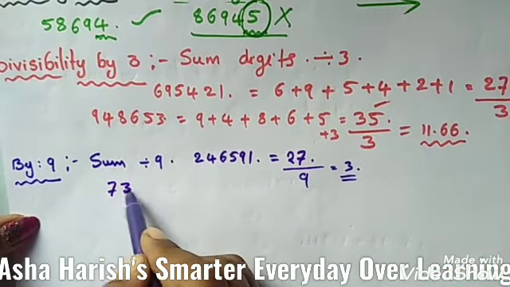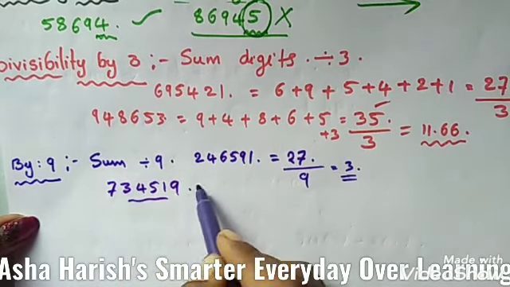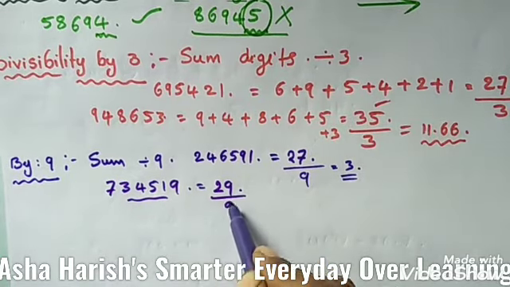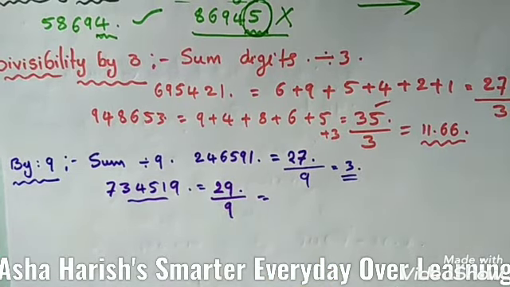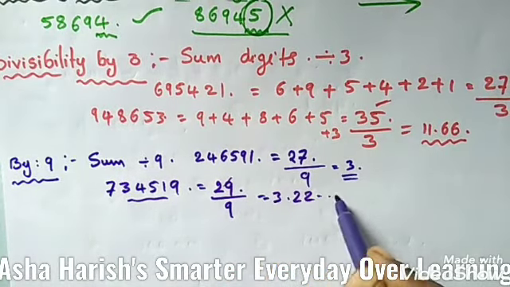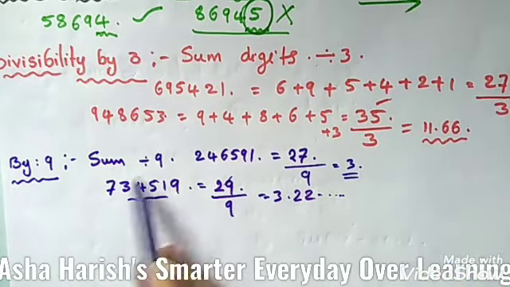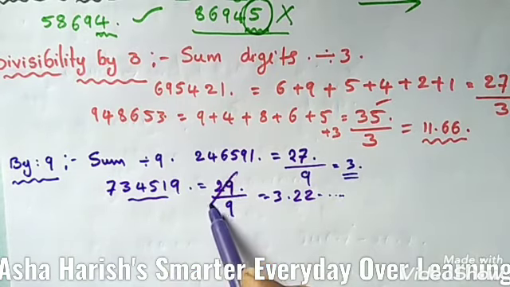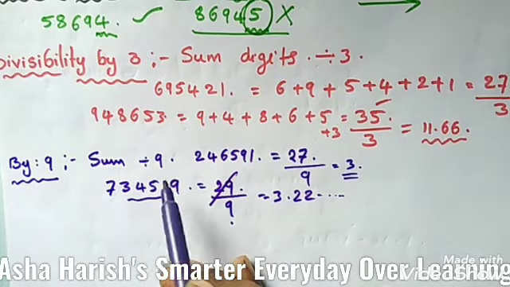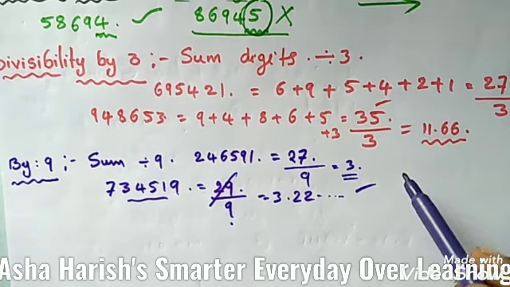Okay students, now let us see the next example. Suppose you take 73451, the sum of its digits is 29, which is not divisible by 9. Let us see the answer for this. 3 times and 3.222, this is the answer. So students, the sum of these digits is not divisible by 9. So the entire number is also not divisible by 9. This is about the divisibility rule of 9.